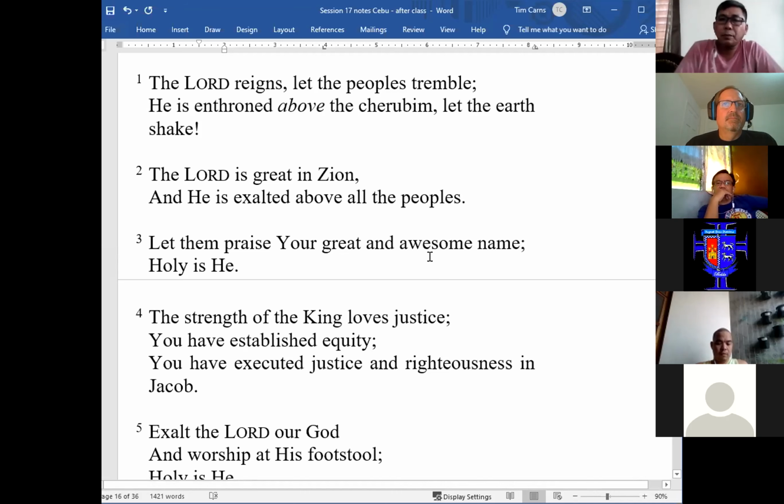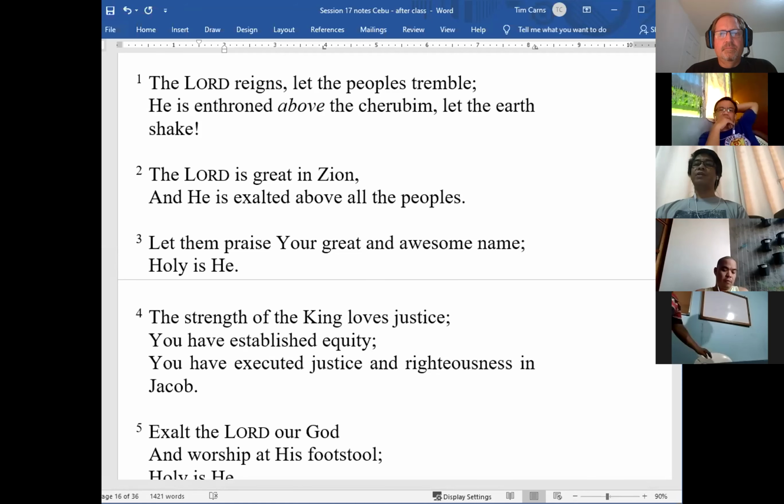Verse 1. The Lord reigns, let the peoples tremble. He is enthroned above the cherubim, let the earth shake. The Lord is great in Zion, and he is exalted above all the peoples. Let them praise your great and awesome name. Holy is he.